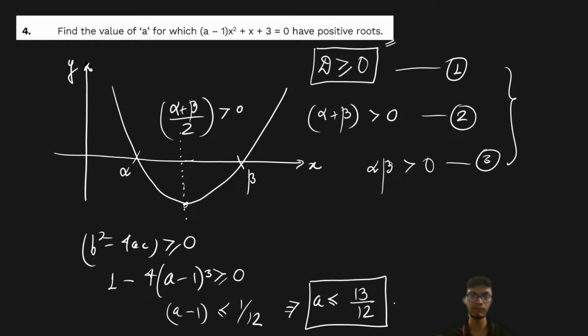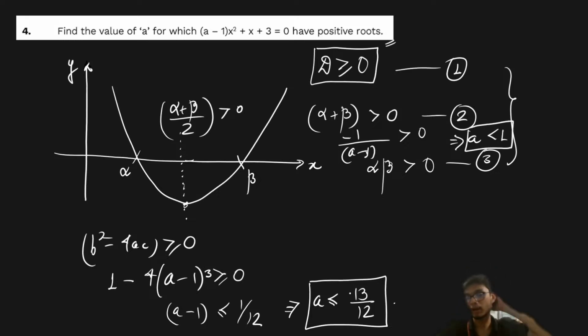Now let us solve the second one, the sum of the roots. We know the sum of the roots is minus b upon a for the general equation ax squared plus bx plus c equals 0. So we get minus 1 upon (a minus 1) should be greater than 0. With this condition we get a should be less than 1. So we have one condition that a should be less than or equal to 13 by 12, and one more condition that a should be less than 1.